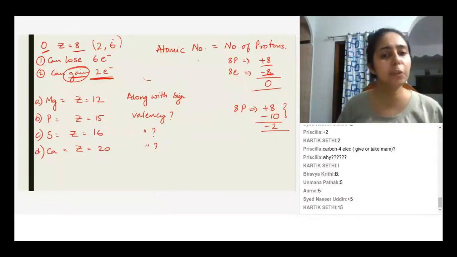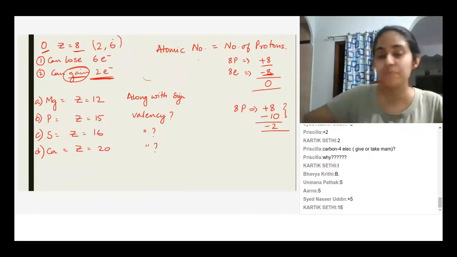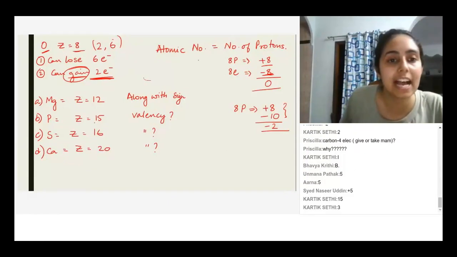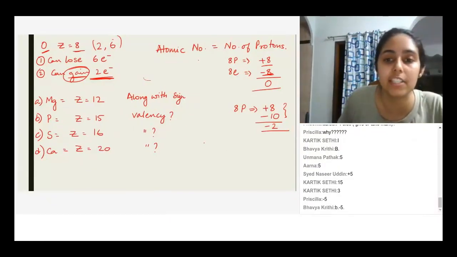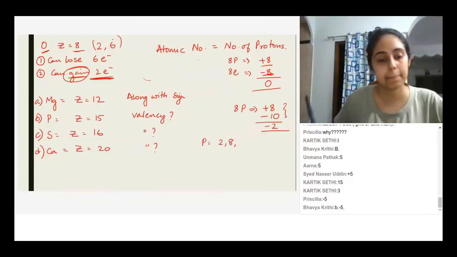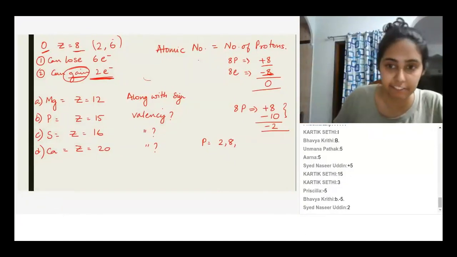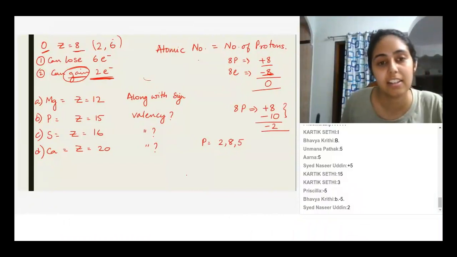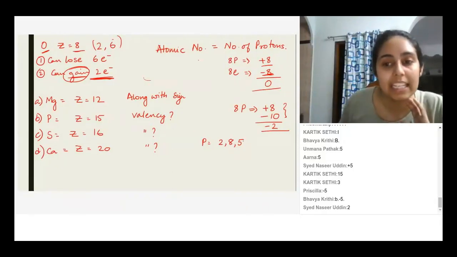Most of you have written +5. Let's take a look at that now. Phosphorus has electronic configuration. Can you tell me the electronic configuration of phosphorus? 2, 8, 5. Yes, 2, 8, 5.